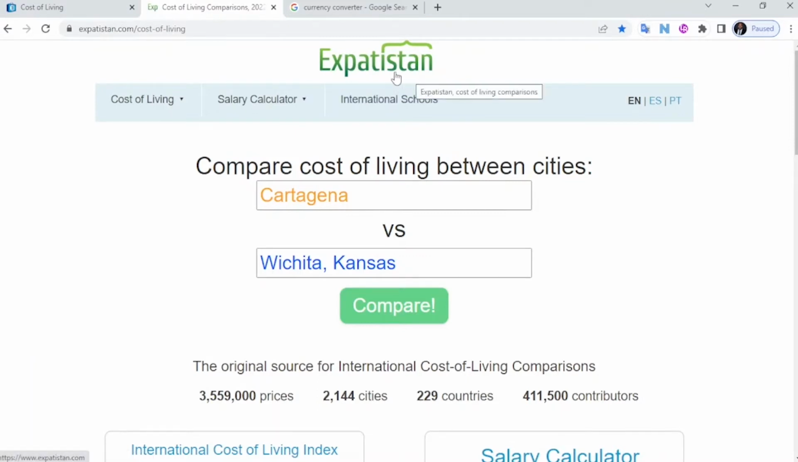Expatistan. I did go to college, okay, just so anyone's wondering, but you know, I've been also trying to learn Spanish, so my whole pronunciation and stuff is all off, so don't hold me to it.